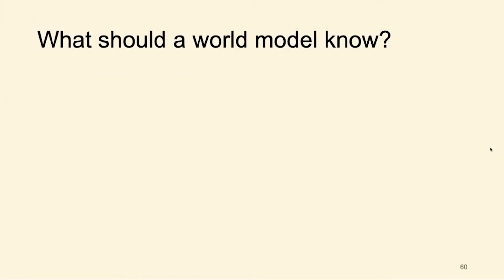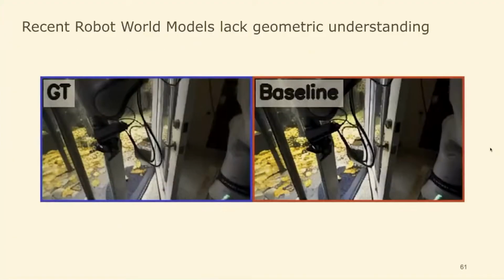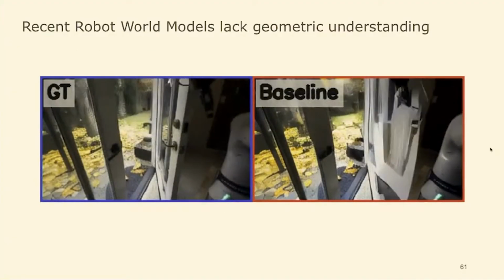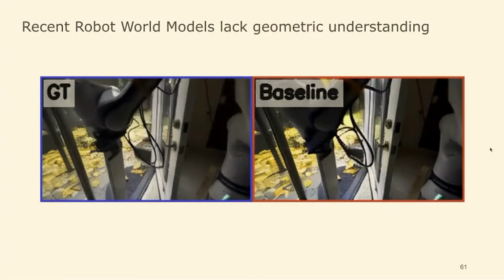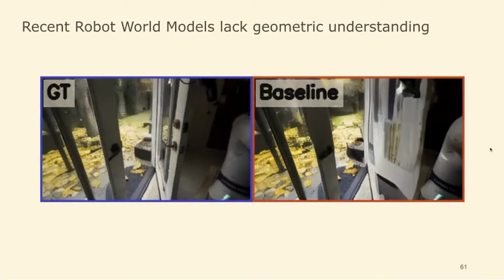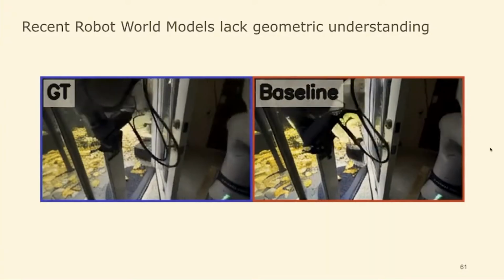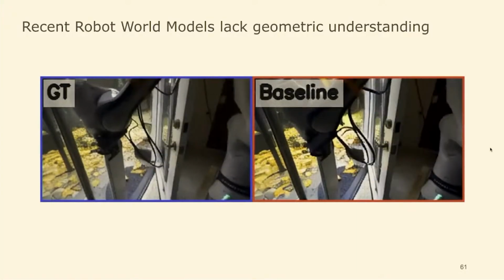So now I would like to jump and ask what a world model should know. We could see that videos are a good way to do it, but there is an issue. And that is that these world models actually lack geometric understanding. And you can see that over here, the arm goes behind the door, but because this model lacks this geometric understanding, it basically shows that the arm is hitting the door, and this deforms the entire door.